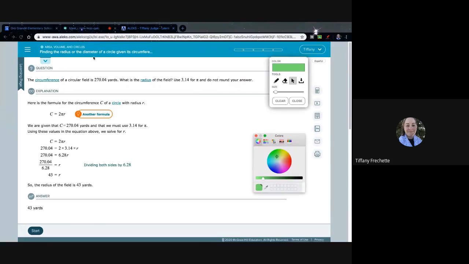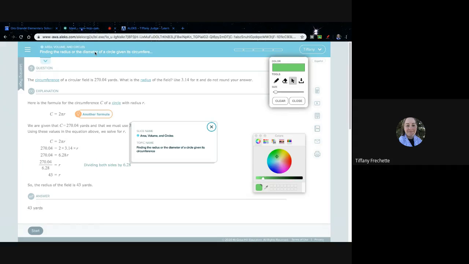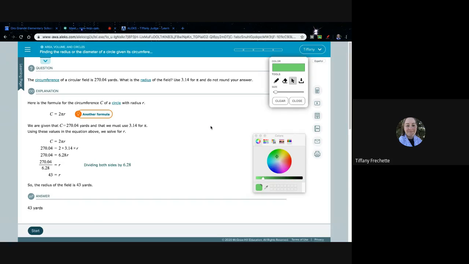Finding the radius or diameter of a circle given its circumference. Okay, just circumference. Sorry, I thought there was more to that. So the circumference of a circular field is 270.04 yards. What is the radius of the field? Use 3.1 for pi and do not round your answer.